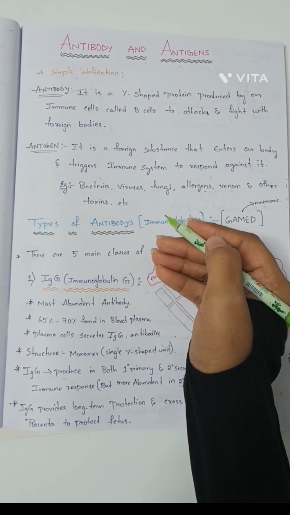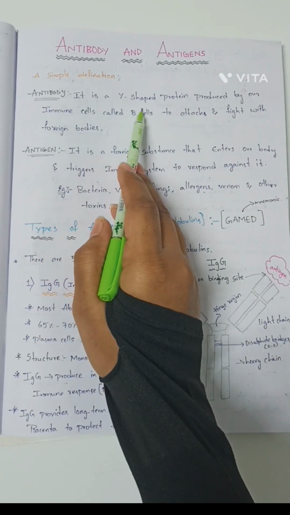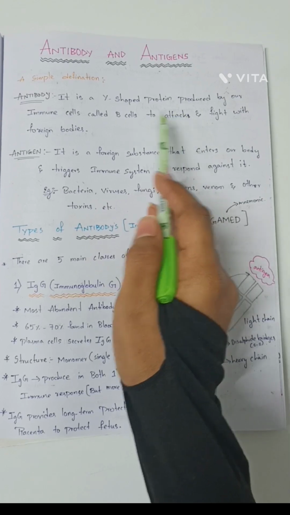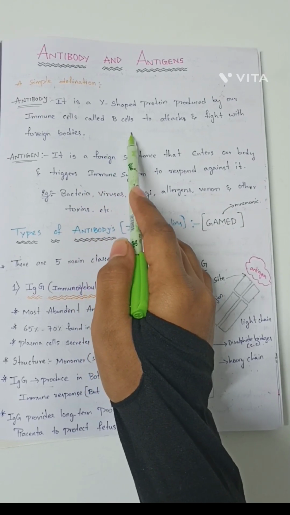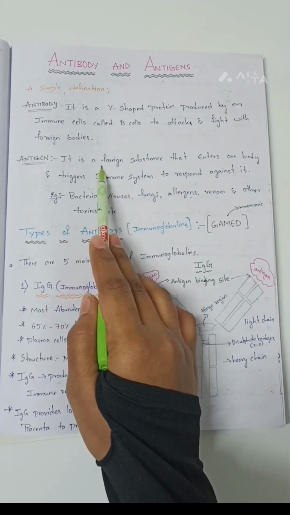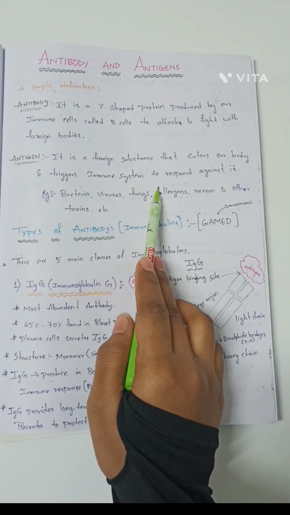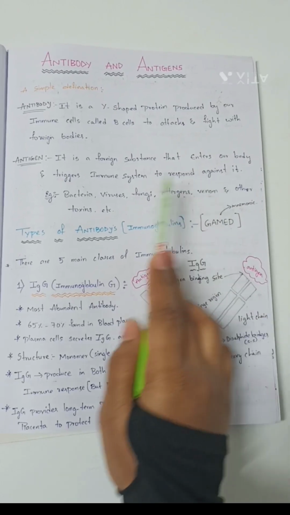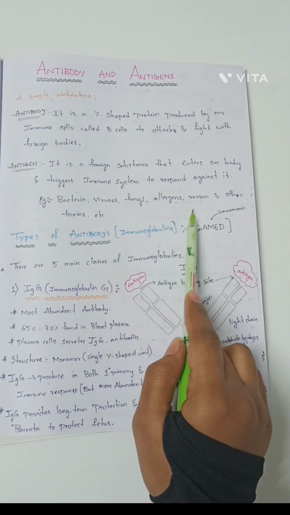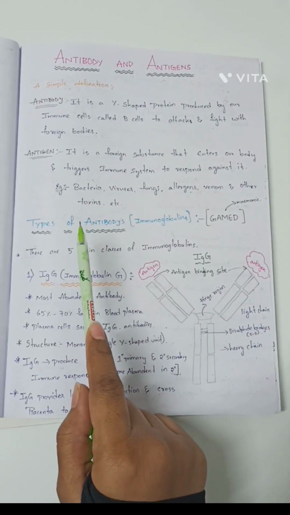This is my second video and the topic is antibody and antigens. A simple definition of antibody: it is a Y-shaped protein produced by our immune cells called B cells to attack and fight with foreign bodies. Antigen: it is a foreign substance that enters our body and triggers the immune system to respond against it. For example, bacteria, viruses, fungi, allergens, venom, and other toxins are the antigens.